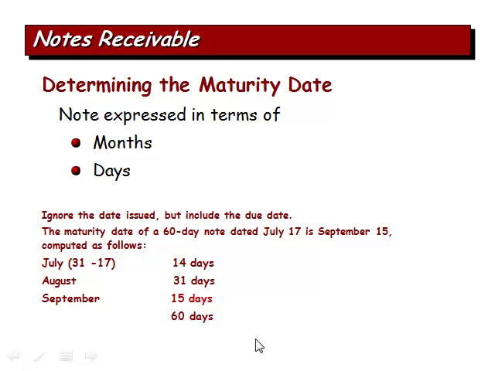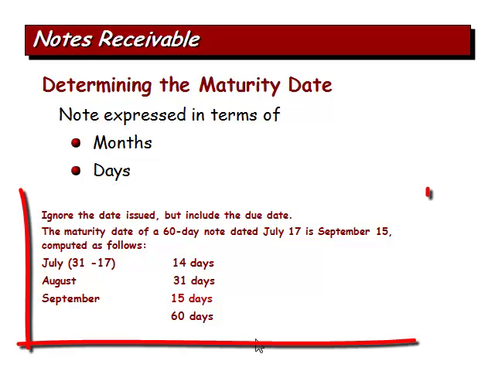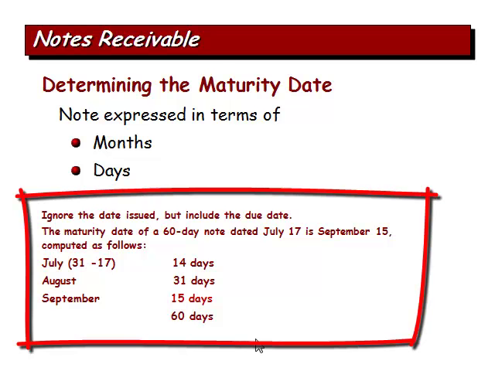So there's a little bit of counting involved in determining maturity date, and it's important to be able to determine the maturity date because notes receivable can go into default if they aren't paid on time. It's expressed in months or days, typically days, but it could be months. If it's a date, then the smaller print down at the bottom tells us how we're going to do this.